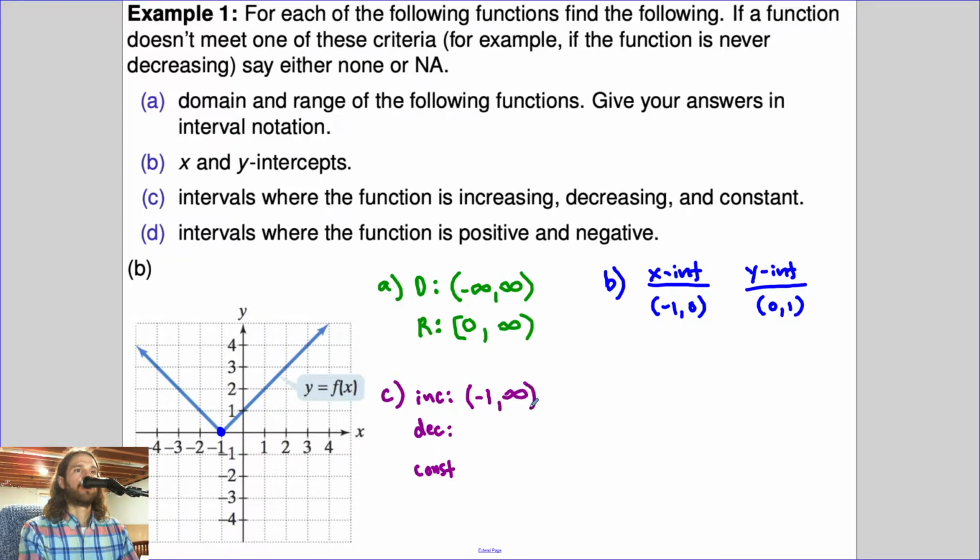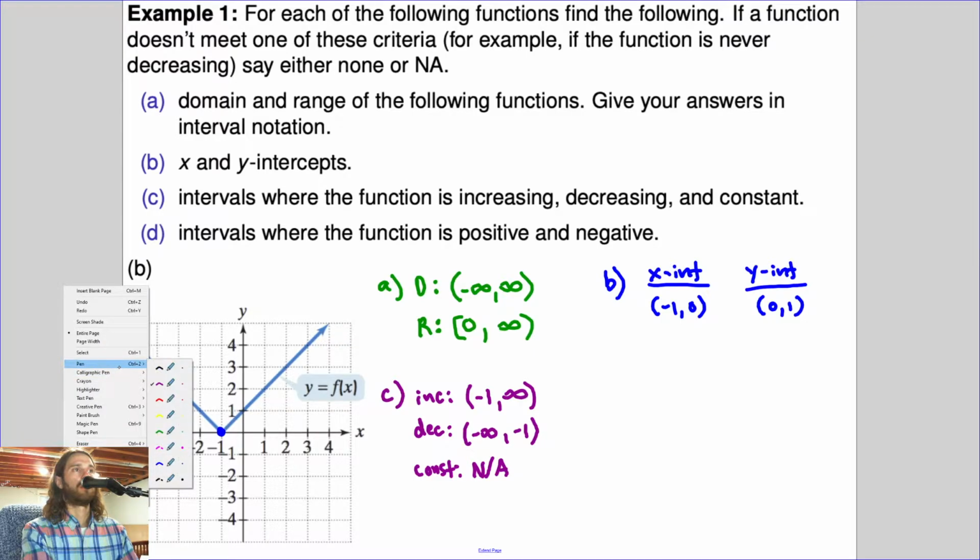And we use parentheses there, even though there's a dot, or even though we included that in our range, right? That point. Okay, and then where's it decreasing? Decreasing from negative infinity up to -1. Awesome. Constant, flat: not applicable. Class.